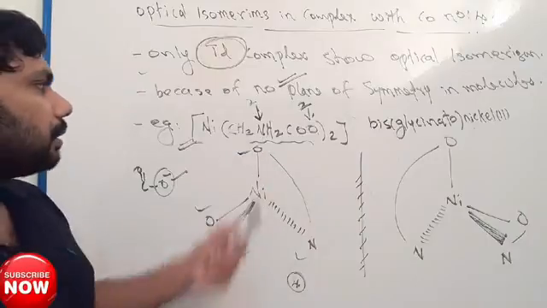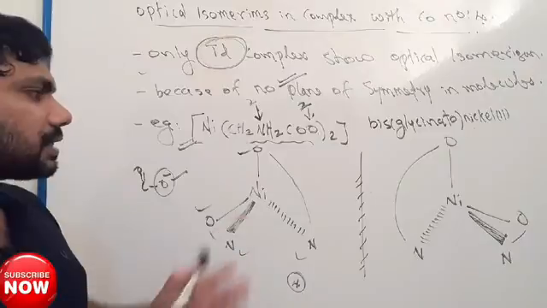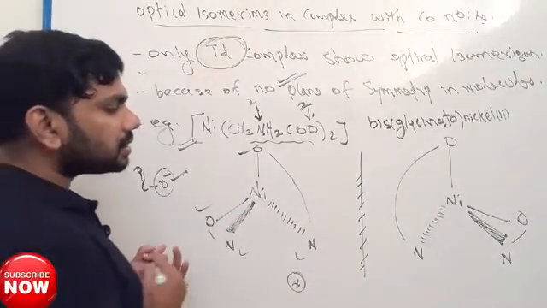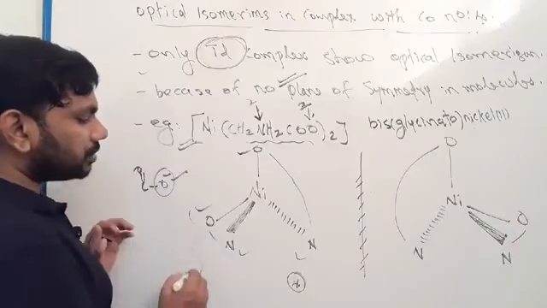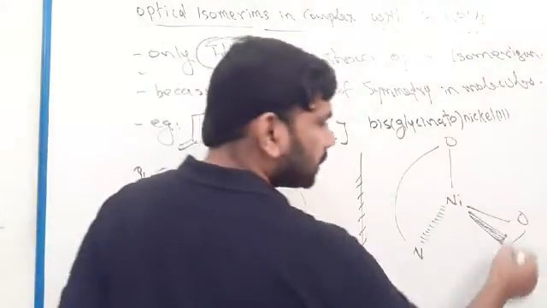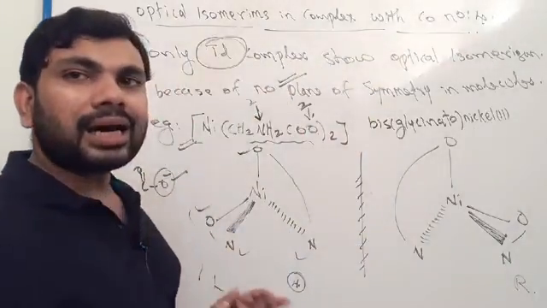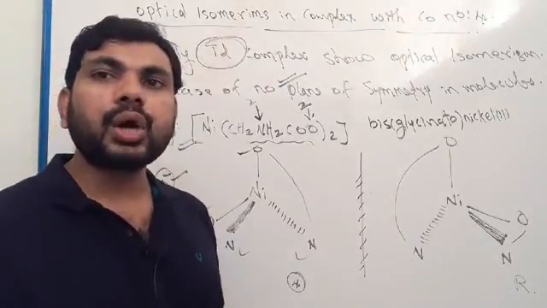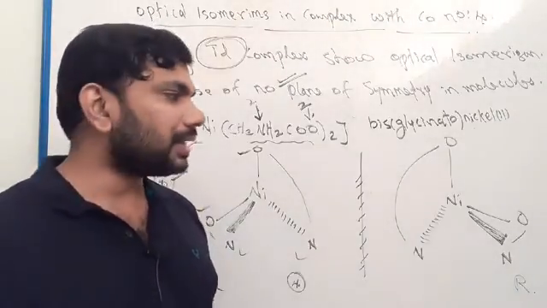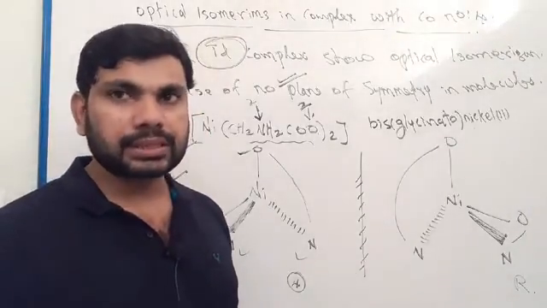This is the example, bisglycinato nickel(II) complex, and look here, these are non-superimposable. Oxygen and nitrogen are on the left-hand side here, and here oxygen and nitrogen are on the right-hand side. They are mirror images and they are not superimposable. So they are optically active and they are optical isomers.